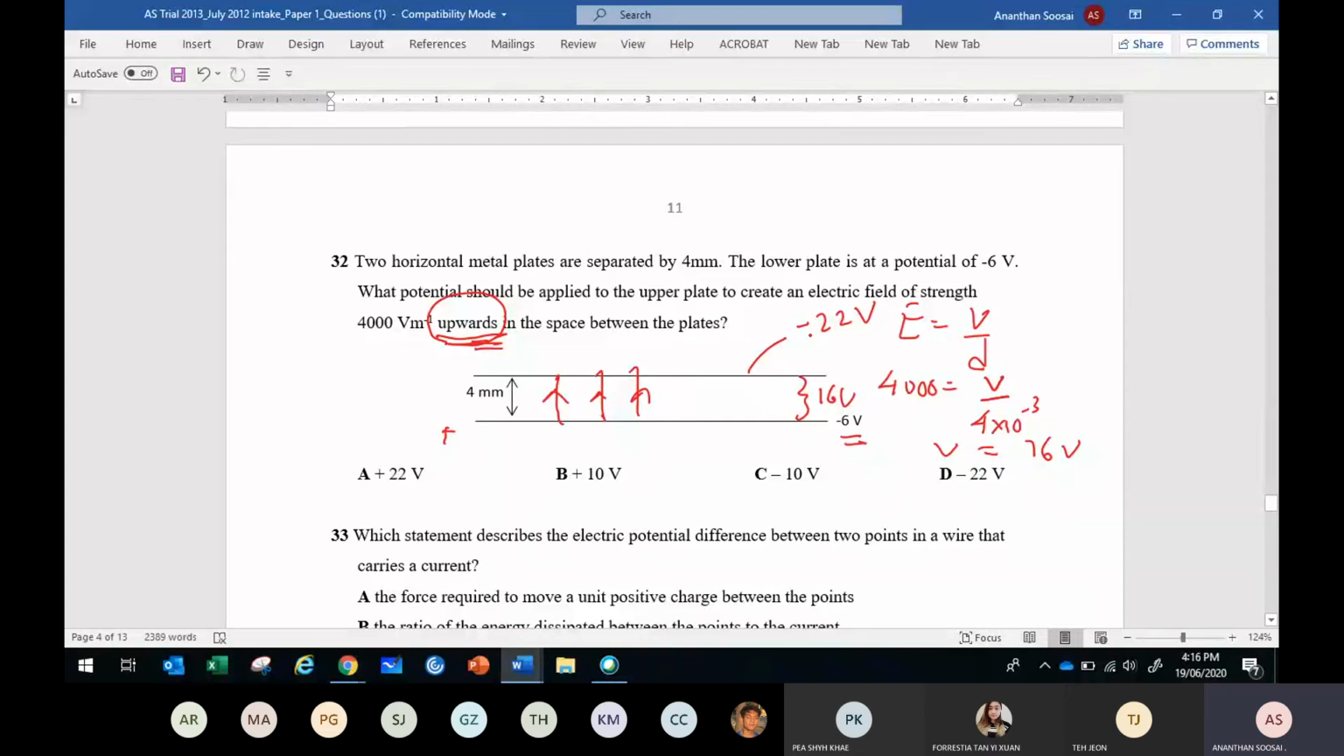So it should be -22. With -22, even lower, the field will be upwards. So therefore the answer should be D. Good. So check, is it upwards or downwards? If it is upwards, the down plate will be positive. In this case, they trick you because the down plate itself is -6 volt. That means the upper plate must be even more negative by a 16 volt drop, so it should be -22. So in this case, the down plate is positive relative to the upper plate, which is negative. Okay, good. So those who got -22, good.